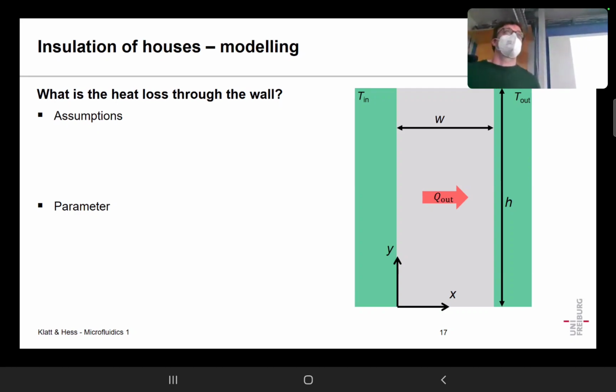Okay, so does anybody have an idea about an assumption that we could take? Yeah, maybe you. Do you have an idea?